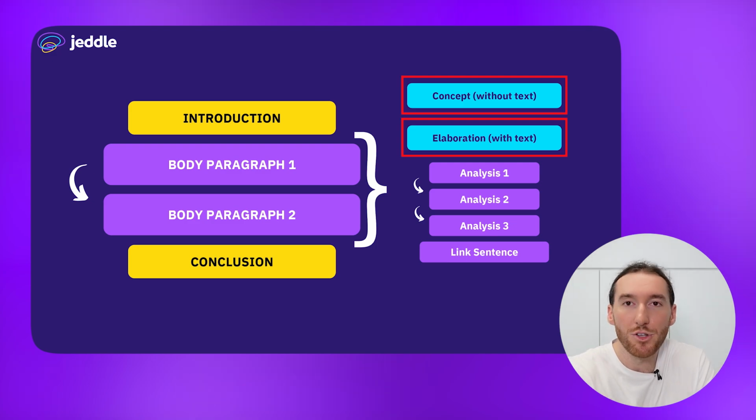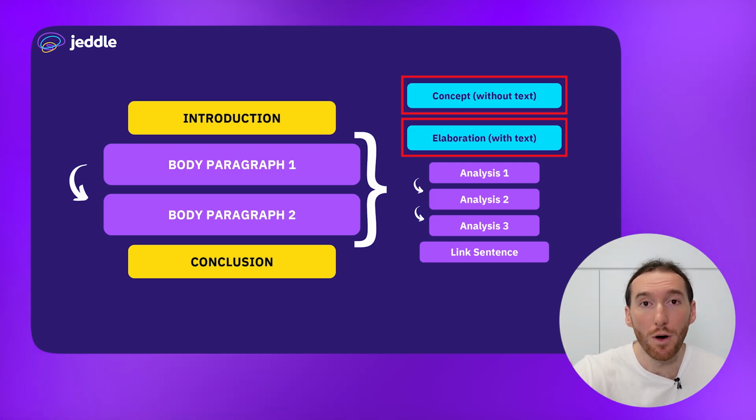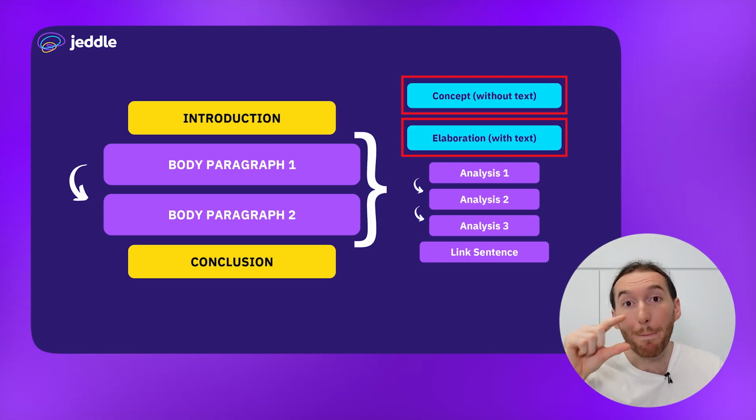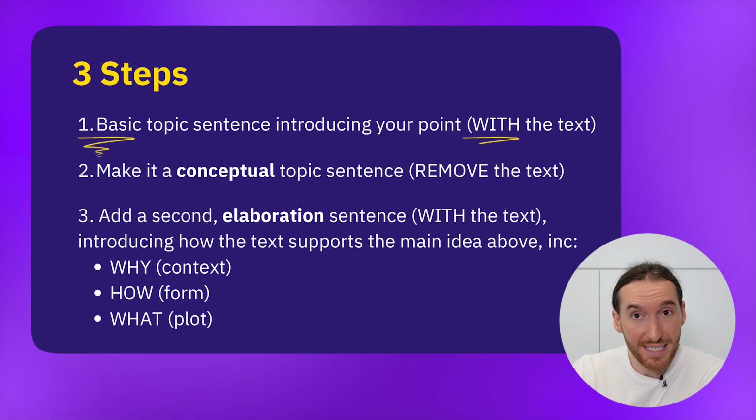So in this diagram here as well, I've got an example of a two-body paragraph structure, but for a lot of you watching this, you might be doing 3 bodies or 4. I'm just doing this for simplicity. So let's look at the 3 steps specifically that you can apply to improve your topic sentences. The first step, of course, is to write that basic topic sentence that includes the text itself.